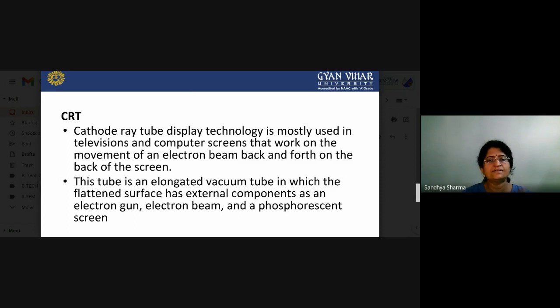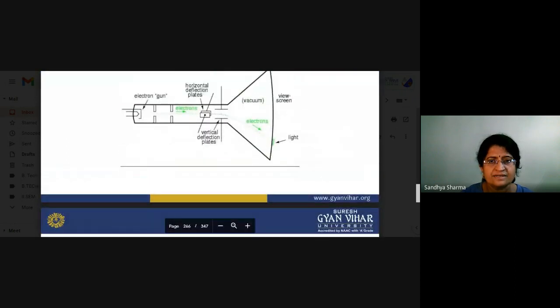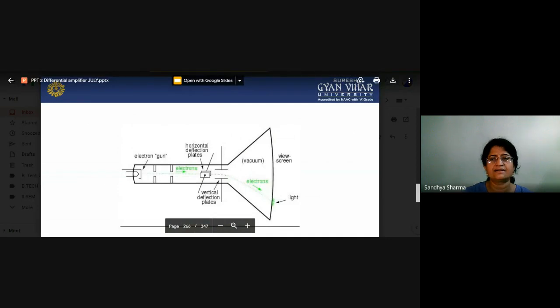What components are required? There is an electron gun, and by using that electron gun the electrons are generated. After that, the electrons move throughout the CRT tube, and at last they strike the phosphor screen. So these are basically the three parts in which our CRT works. You can see in this diagram our CRT tube.